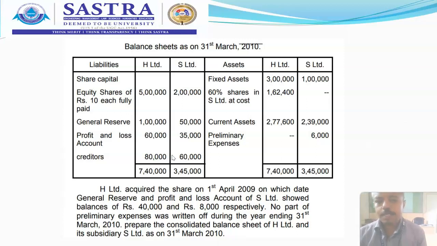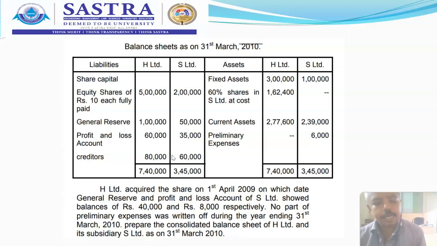So what to do here? Here we need to take the paid up value of shares belonging to the outsiders in S Limited and the general reserve which belongs to the outsiders in S Limited, and then add 40% of the profit and loss account, that means which belongs to the outsiders of S Limited, and then subtract any kind of losses.